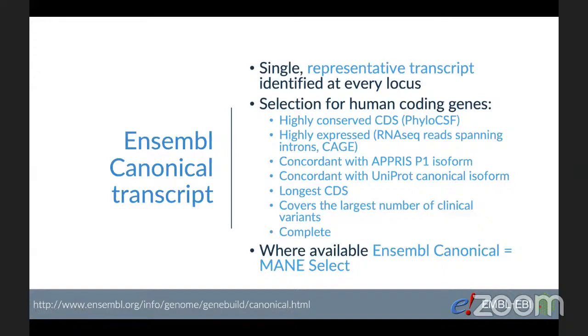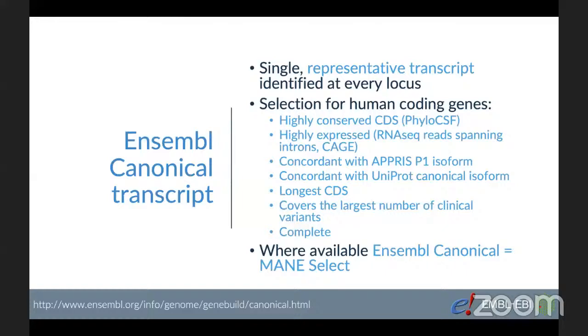So another linked topic is the Ensembl canonical transcripts. An Ensembl canonical transcript is a single representative transcript identified at every single locus. Some analysis might require selecting only one transcript per locus, like for example, calculating Ensembl gene trees.